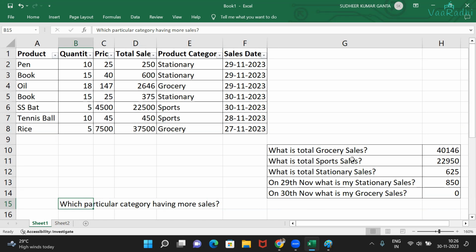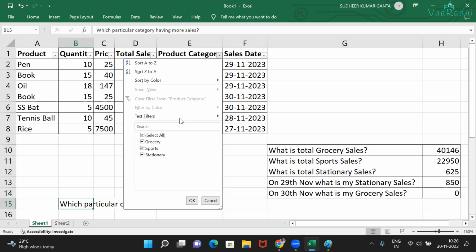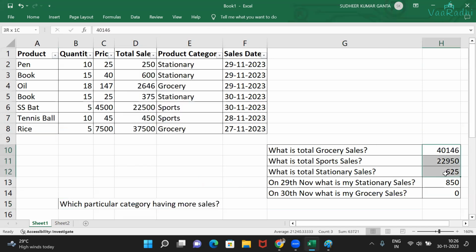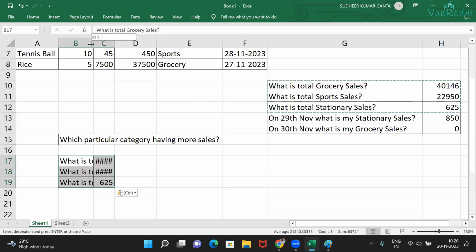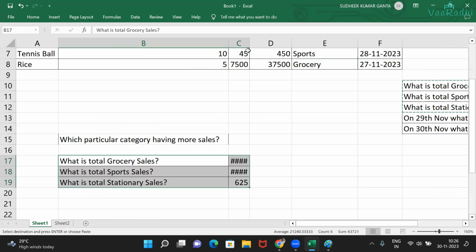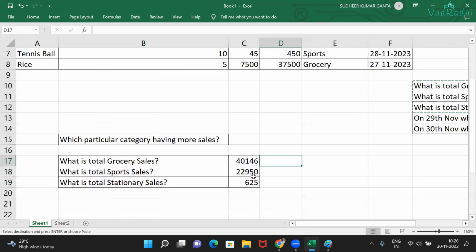First level thing, what we have to do? We have to check what all product categories are available with me. And then for each of the product categories, I have to collect total sales this way. After collecting, I have to manually check.